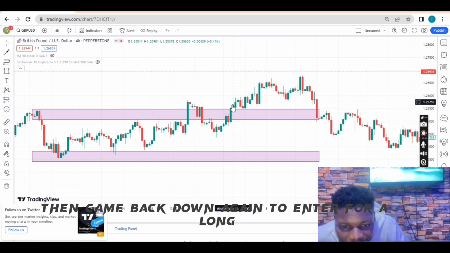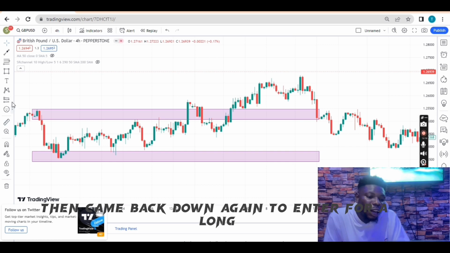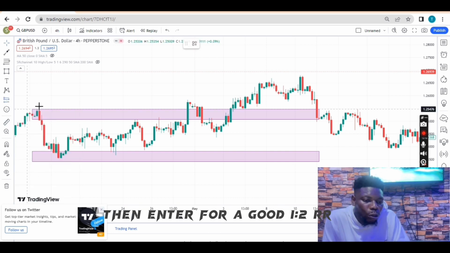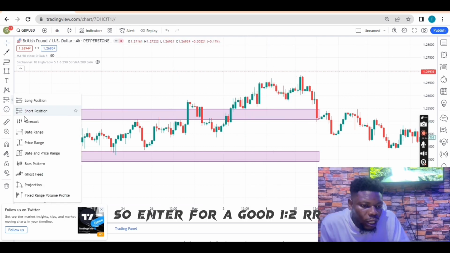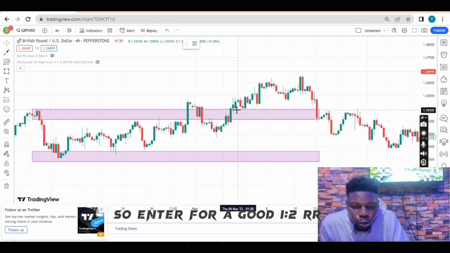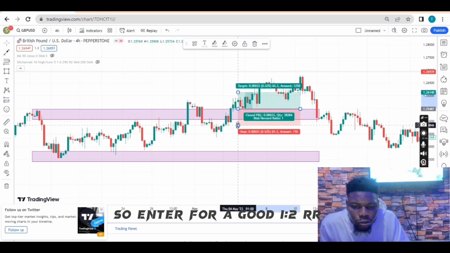It broke it here, then came back down again, so we enter for a long, then enter for a good 1 to 2 risk reward. Short and long, I mean. So we enter for a good 1 to 2 risk reward.